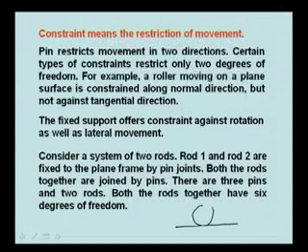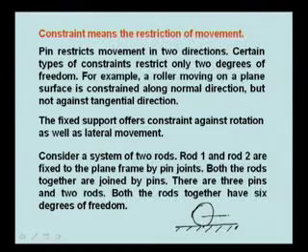Suppose you have a roller like this. It is not constrained against tangential movement; it is constrained to move only along the tangential direction. In the normal direction it cannot move, but in the tangential direction it can move. So you have adjusted 1 degree of freedom.